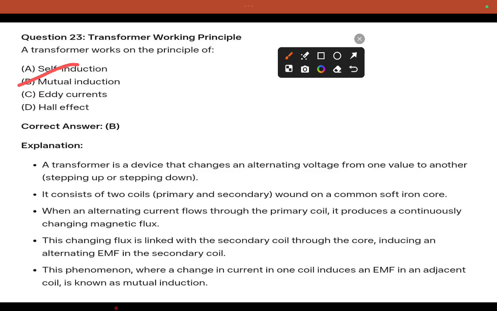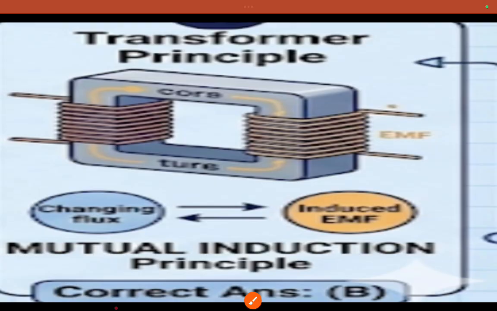This phenomenon, where a change in current in one coil induces an EMF in an adjacent coil, is known as mutual inductance. So here you can see there are two coils, the primary and secondary coil. So based on the mutual induction principle, the transformer is working.